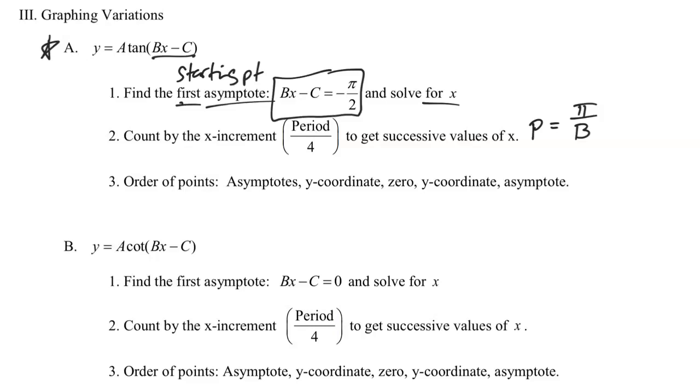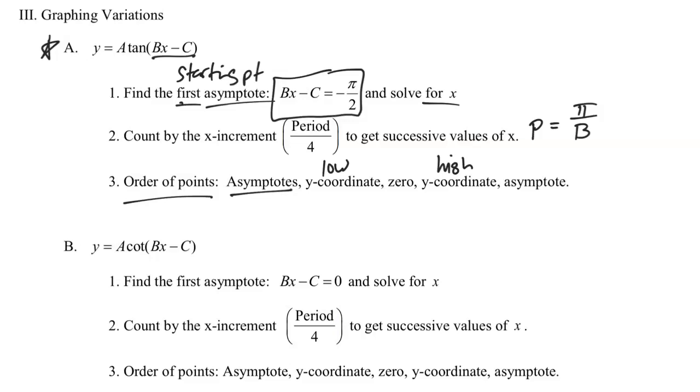Okay, once we have the period, the x increment, the starting point, or the first asymptote, then the order of the points are going to be asymptote, the y-coordinate, but more specifically the low y-coordinate, because remember tangent is an increasing graph from left to right, the 0, then the high y-coordinate, and then finally another asymptote.